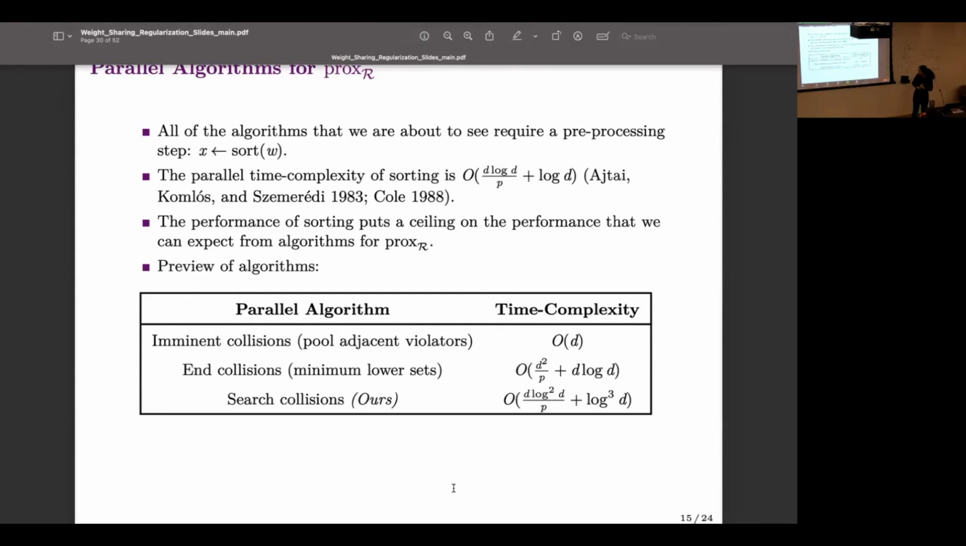I'm going to discuss 3 algorithms. The last one is ours. The first one is imminent collisions. It has this complexity O(d), and next are the collisions with d^2/p + d log d, and our search collision. Given enough processors, these terms are going to be eliminated. So the depth of this algorithm is d log d, and we get an algorithm which is better than all of the existing ones.